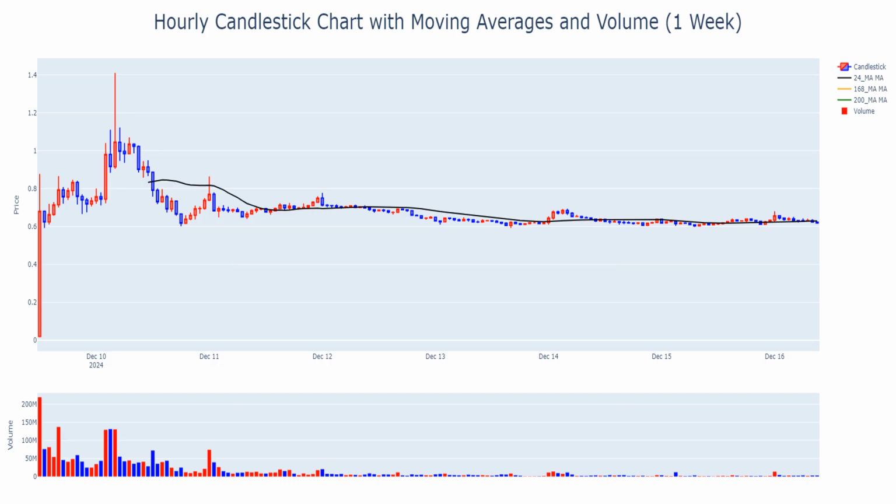MOVEUSDT coin. Will the recent consolidation lead to a breakout? 60-minute candlestick chart.